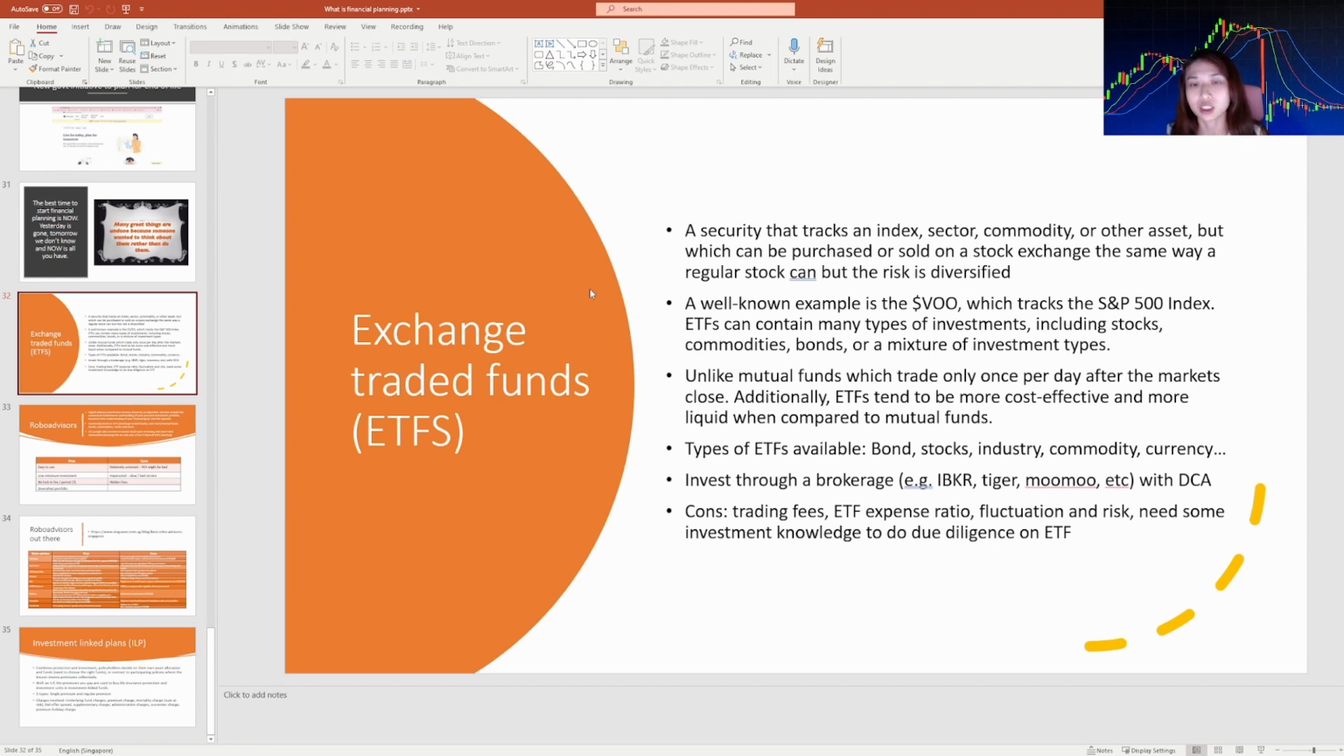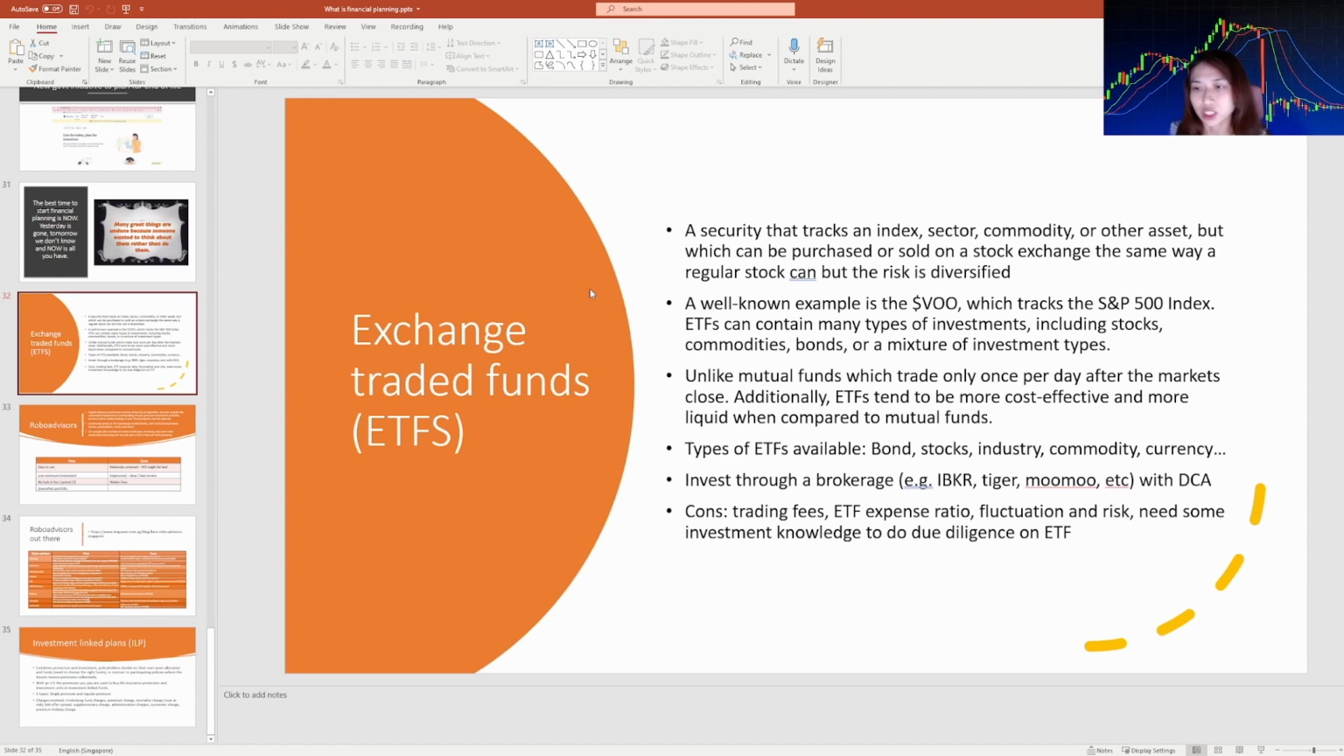It's diversified in the sense that it's a whole basket of stocks or whatever it is tracking. But if you buy a regular stock, and the company goes bust, then definitely the stock will go to zero. A well-known example is VOO. Later I'll be sharing more about this VOO and let you see what the potential returns are.